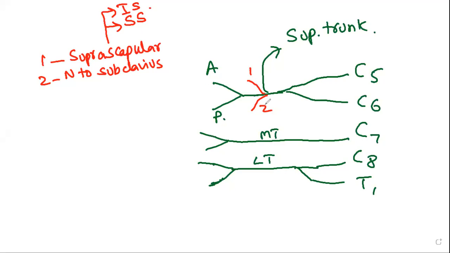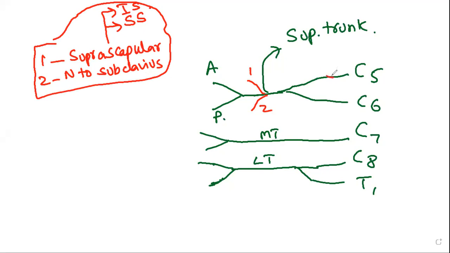Okay. So see here. From middle trunk, no branch. From lower trunk, no nerves, no branches. Only from the superior trunk, you have two nerves. Okay. Suprascapular nerve and nerve to subclavius. Okay. Clear to everyone? अब ये देखिए.